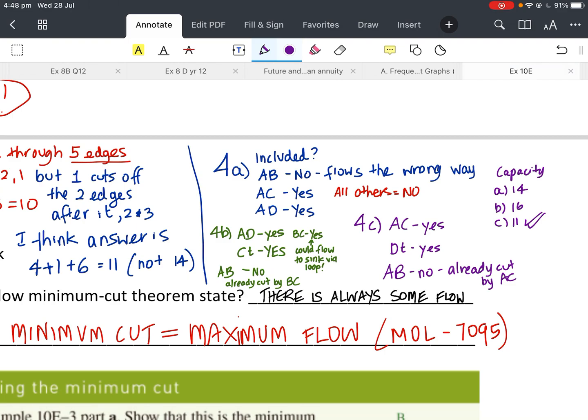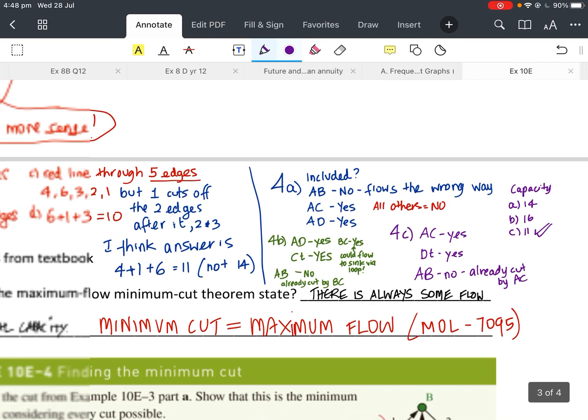And for 4C, if you follow that one, we include AC definitely, because that's a direct straight line to the sink. We include D to T because that's also a route to the sink, but I didn't include A to B because that's already been cut off by the A to C pipe being blocked. Okay, so when we add those two up, we only have to add up 4 and 7, and that gives me 11. Okay, so hopefully you're all right to there so far.